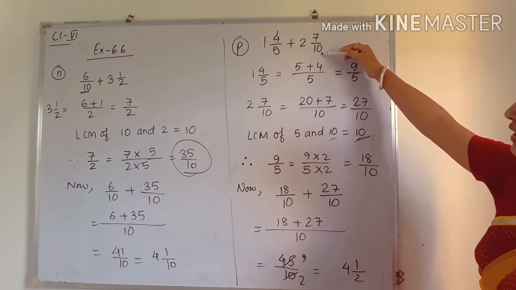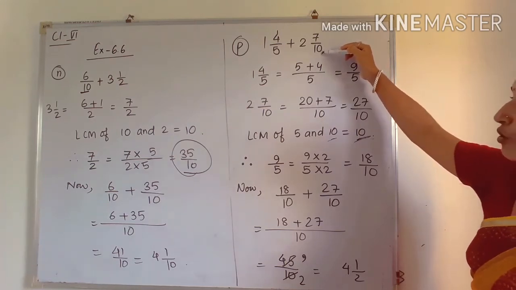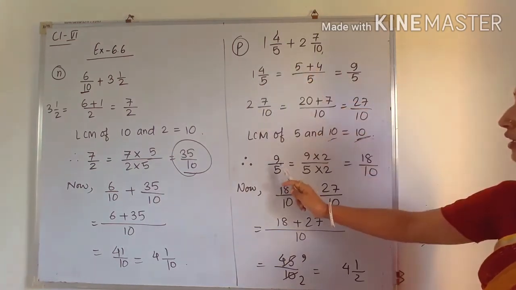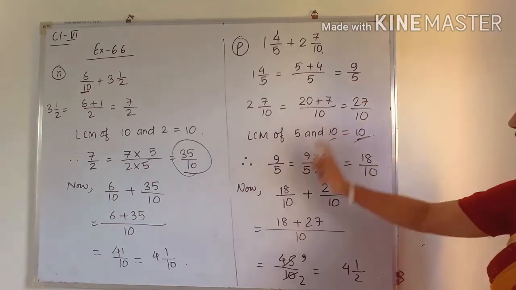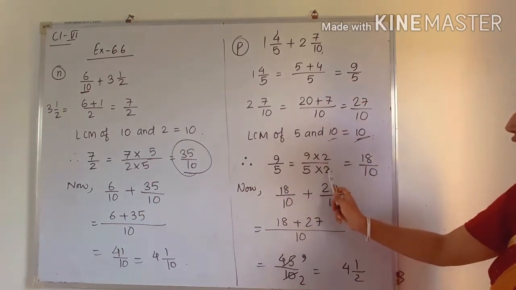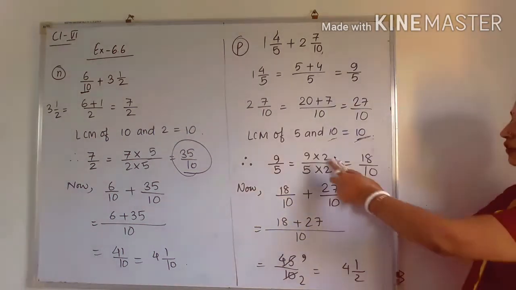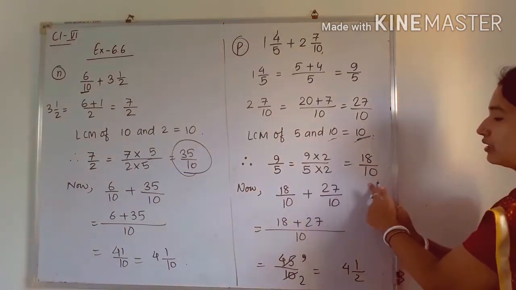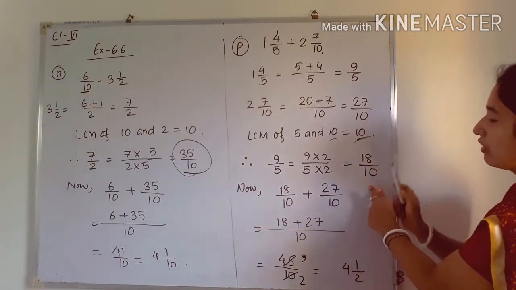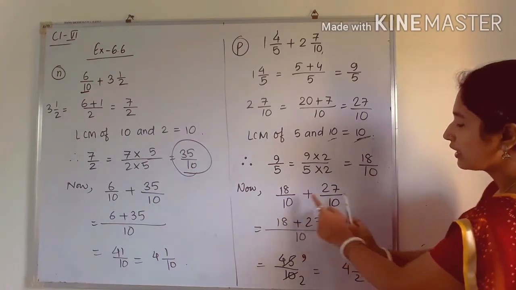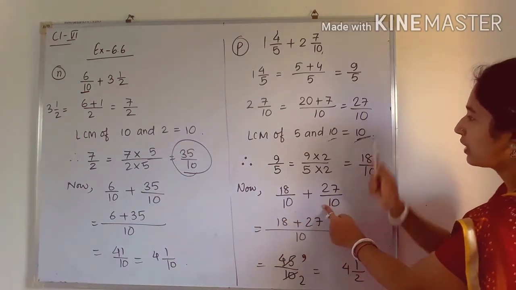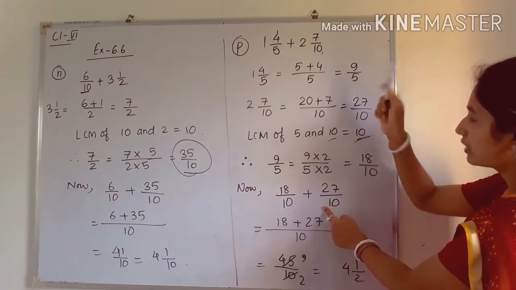The second fraction has denominator 10 already. So we have to convert the first fraction only. So the first fraction is 9 by 5. So we will multiply 2 in numerator and denominator. So by that way we get 9 2s are 18, 5 2s are 10. Okay. So now see, the first fraction will become 18 by 10 and the second fraction becomes 27 by 10. This is already 27 by 10.